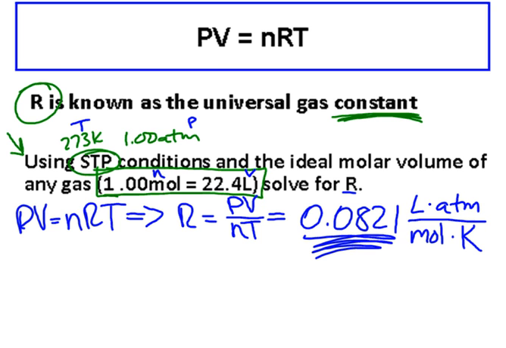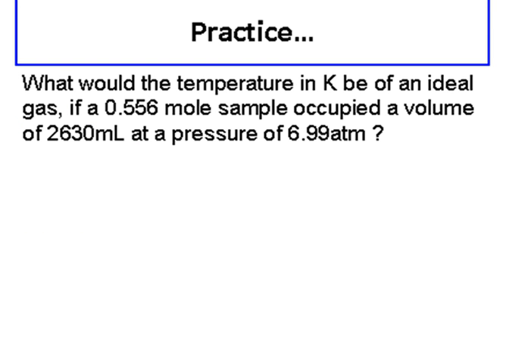Okay, so let's go ahead and do an example problem. What would the temperature in Kelvin be of an ideal gas if 0.556 mole sample occupied 2,630 milliliters at a pressure of 6.99 atmospheres?